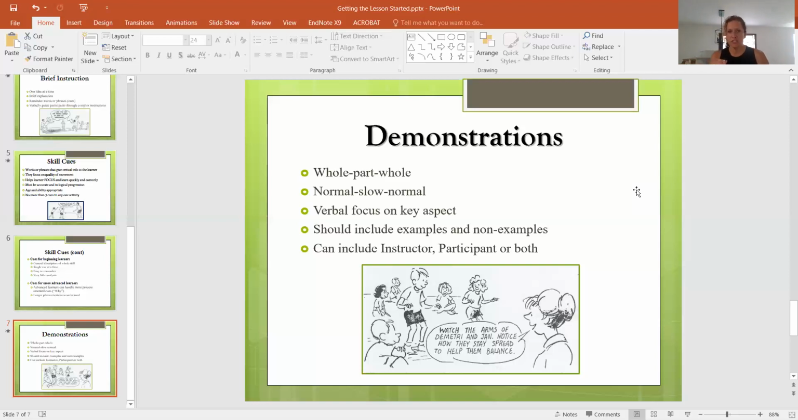During demonstrations, the third bullet here, and super important, during demonstrations, you are verbally focusing them on the key aspects. So you are focusing them on cues.